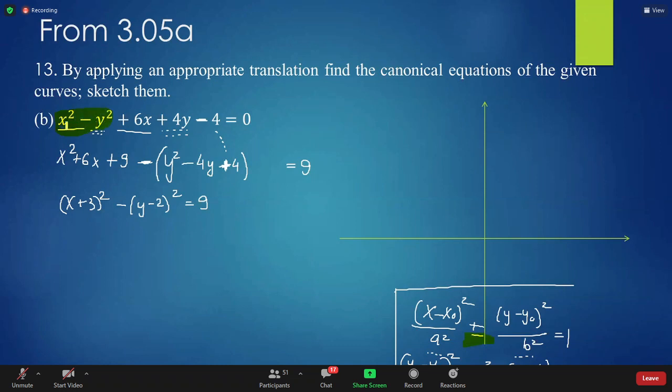Now to get the canonical or almost canonical equation, I need to divide both sides by 9 because remember we always like number 1 on the right hand side. So I will have (x plus 3) squared divided by 9 minus (y minus 2) squared divided by 9 equals 1. So in principle, a is 3 and b is 3. That much about the shape of the hyperbola.